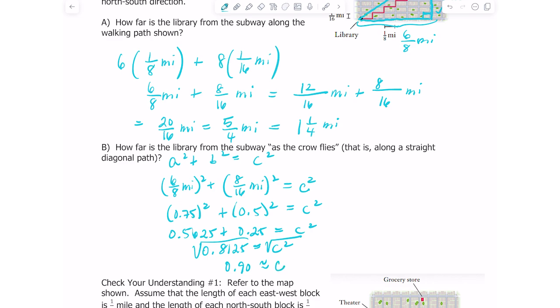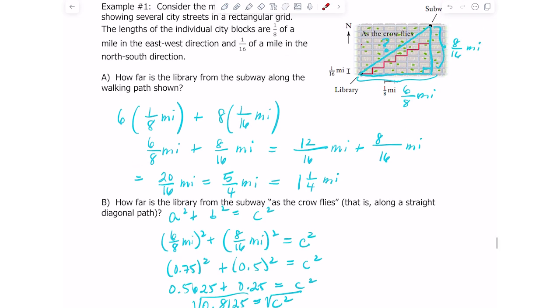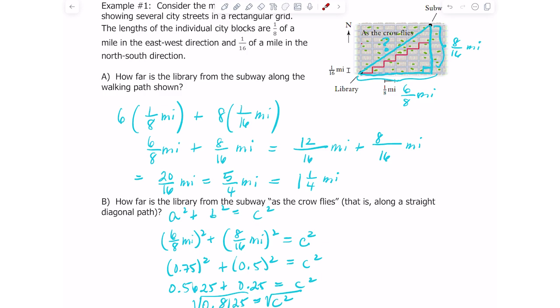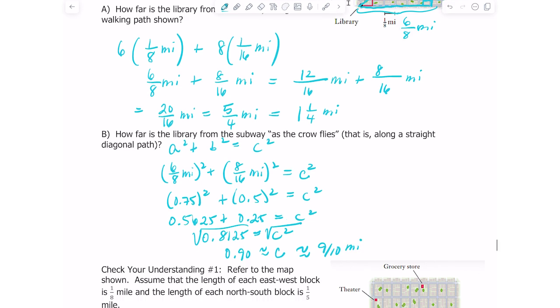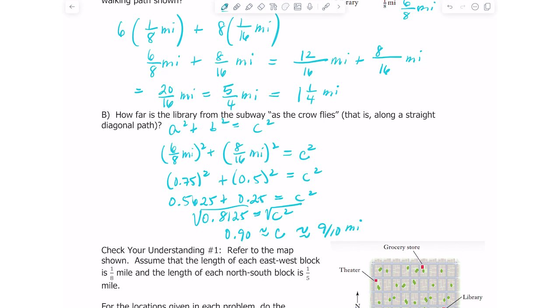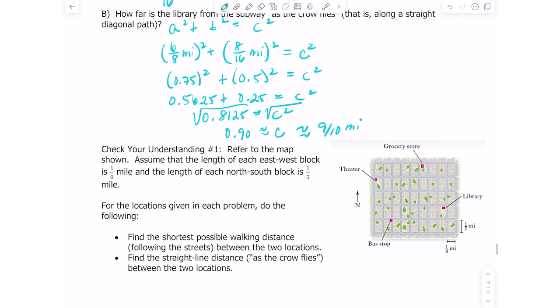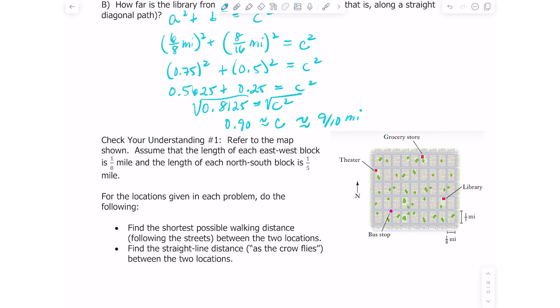So as you can see, if you were to walk in the zigzag direction, you would go 1¼ miles. If you go in a straight line path, it's shorter. It's 9/10 of a mile. So it's much shorter. You can pause the video at this point and then try the next problems, and you can unpause when you're ready to move on. And if you have any questions, you can feel free to reach out to me.